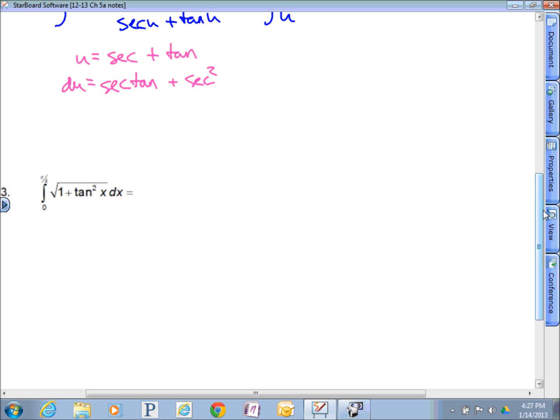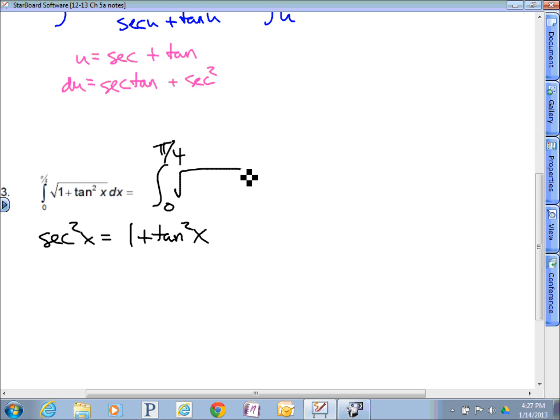Now I know that there is an identity somewhere along the line that says secant squared of x is the same thing as 1 plus tangent squared of x. That's what I do recognize in this problem. So when I rewrite this thing, I've got the integral from 0 to pi over 4 of the square root of secant squared of x dx. Well, that really means I'm really just integrating from 0 to pi over 4 secant of x dx. Well, we just got done doing this.